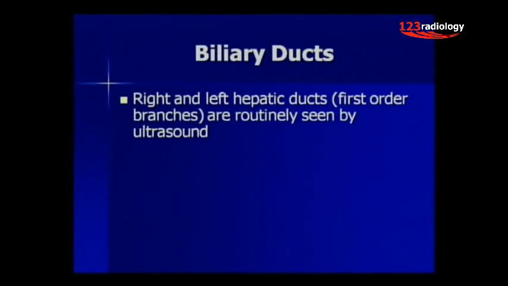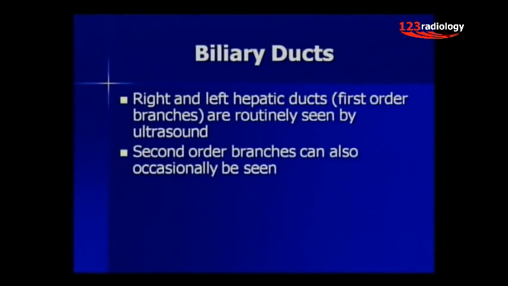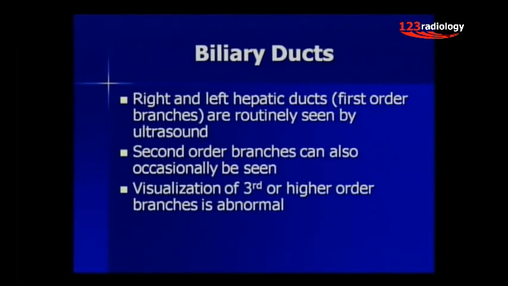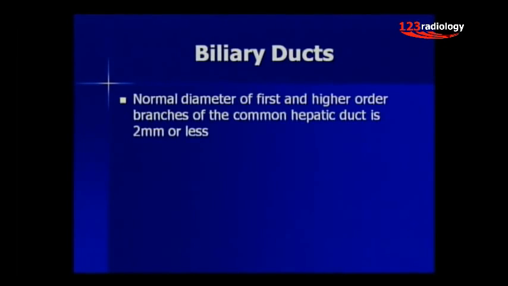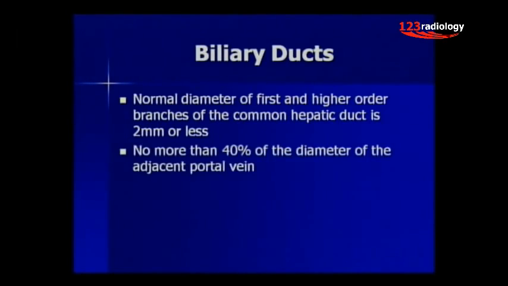The right and left hepatic ducts, also referred to as first order branches, are routinely going to be seen by ultrasound. The second order branches can also occasionally be seen, but we shouldn't be seeing on a routine ultrasound visualization of third or higher order branches. The normal diameter of the first and higher order branches is 2 millimeters or less, or another way to look at that is that it should be no more than 40% of the diameter of the adjacent portal vein.